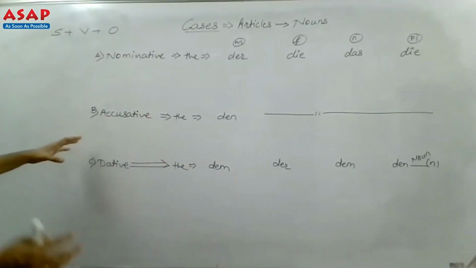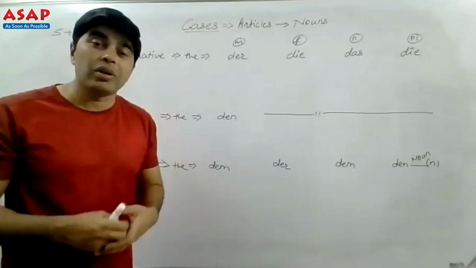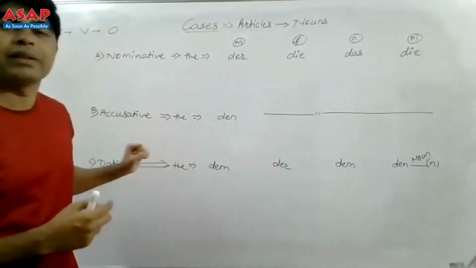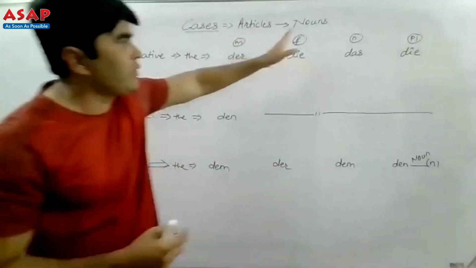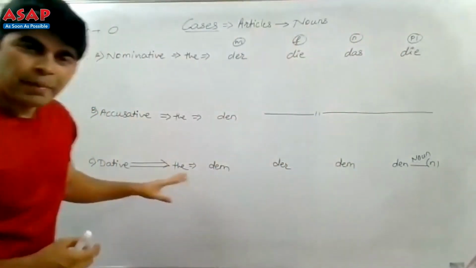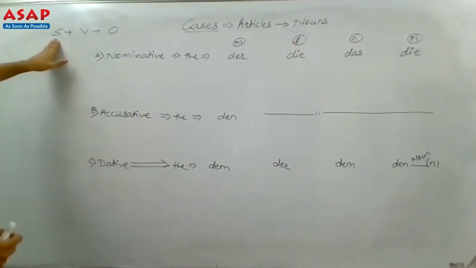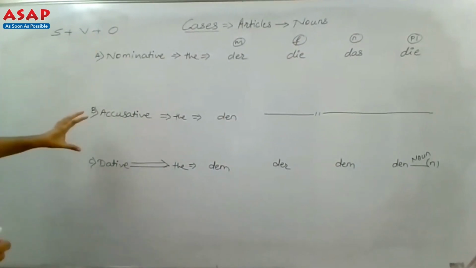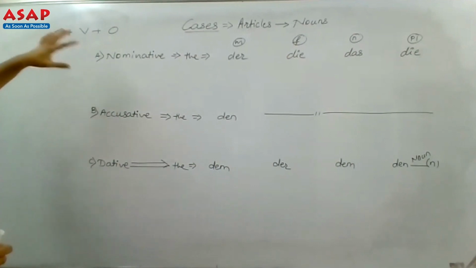Okay, so when we say here it will take nominative, or we will apply nominative here, that means we'll be using these articles. These articles will be used when you are talking about masculine, feminine, neuter, and plural. Now subject and object will be taking cases, so you need to know which case comes where exactly.